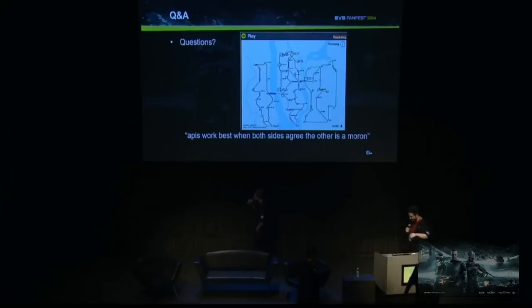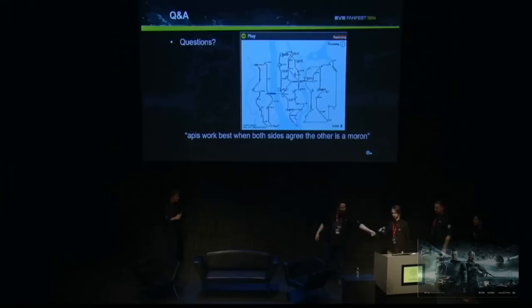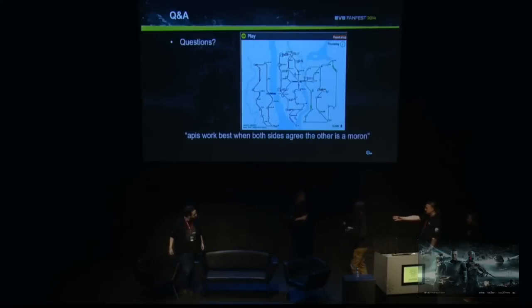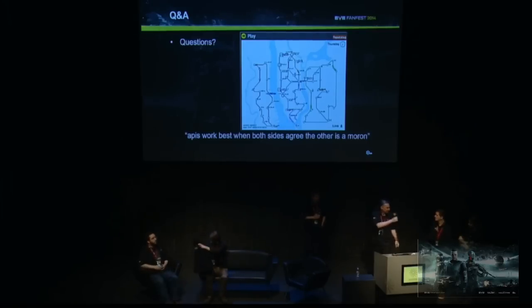Hi, I'm CCP Veritas, the technical director of EVE Online. Hello, I am CCP Prism X, and I used to be the main API guy before Rainer. Hi, I'm CCP Merovingian, and I work on Gridlock now. Done a few other things as well.